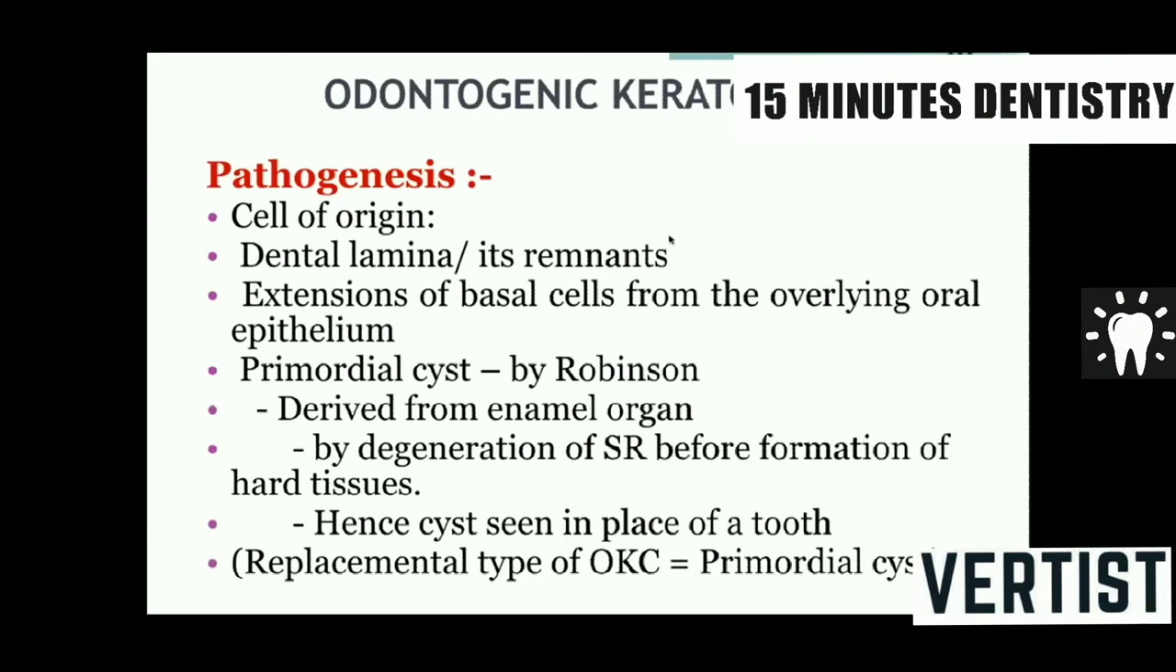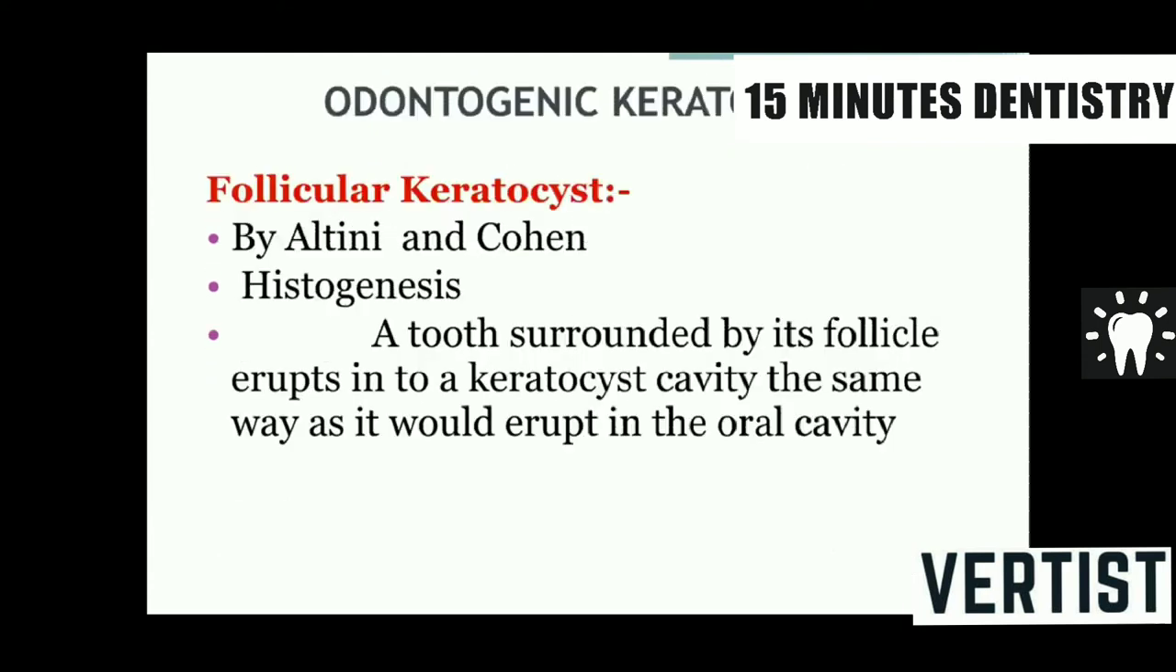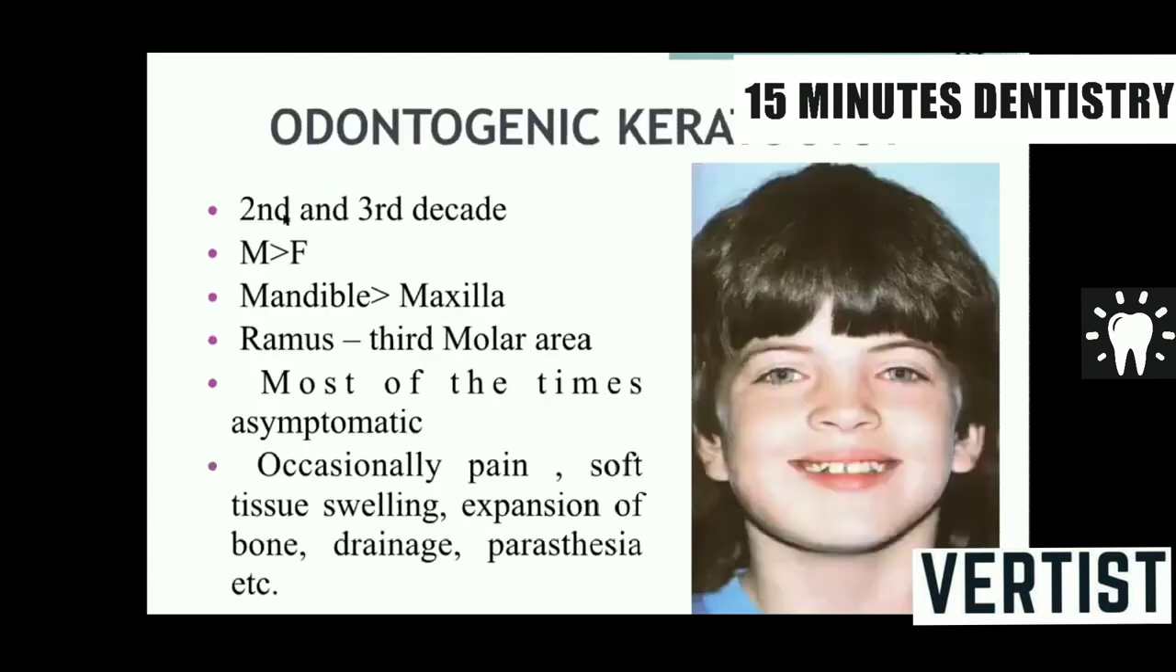This cyst also can develop from cell rests of Serres, or from basal cells of the surface epithelium, or by degeneration of the stellate reticulum of the enamel organ itself. In that case, the tooth does not develop, and that type of odontogenic keratocyst is known as the replacemental type, or also known as primordial cyst. This cyst has a bimodal age incidence. It either develops at a very young age or could be found in elders.